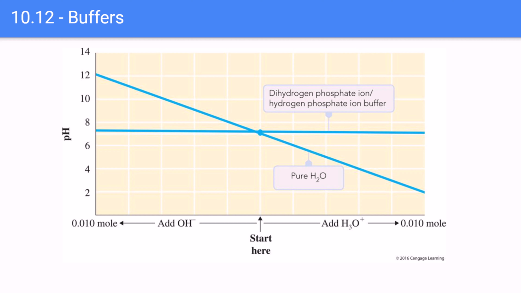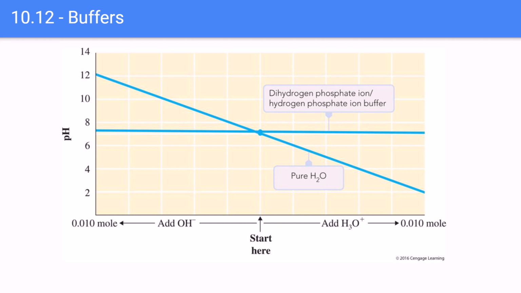But notice that in pure water, if I just add small amounts of OH- or H3O+, notice how much the pH changes. Just 0.01 moles of OH- can raise the pH of something with a pH close to 7 all the way up to a pH of above 12. And if we add H3O+, we can lower it all the way down to 2. But in a buffer solution, notice how very little that changes the solution. So buffer solutions do a great job.